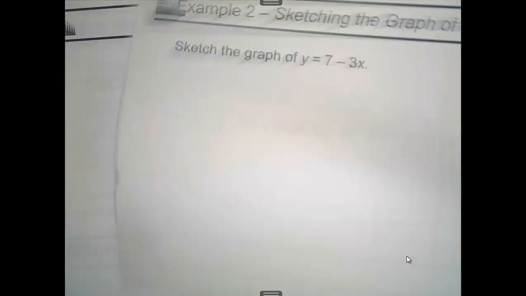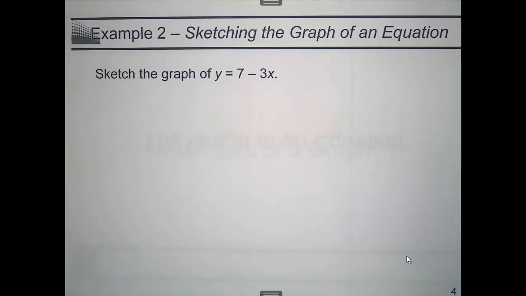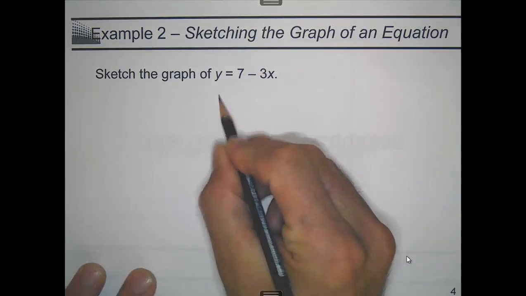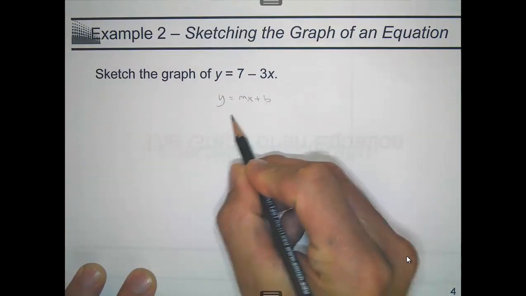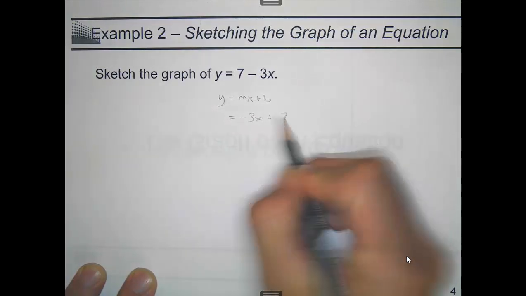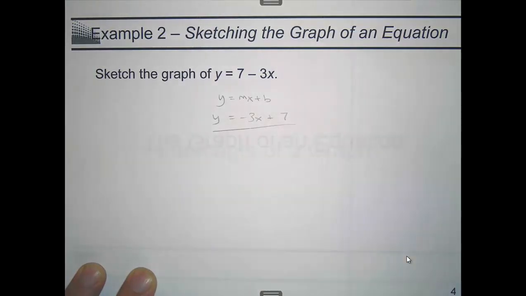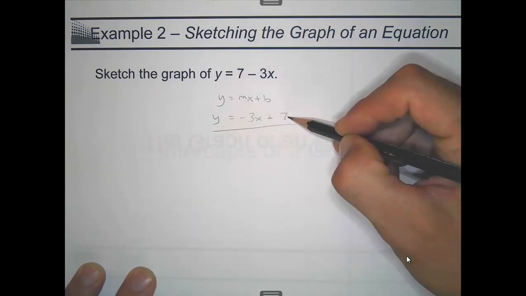So first example then. This says example 2, but this is the first one we're going to do, is just to sketch a graph of this right here. I know you did this back in Algebra 1. This is a graph of a line. So I'm going to put this in y equals mx plus b form. Now, if I put it in that form, I can move these terms. So it's going to be negative 3x plus 7. So there, it's in y equals mx plus b. I know my slope is negative 3, and I know my y-intercept is 7.